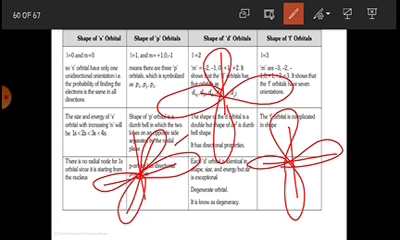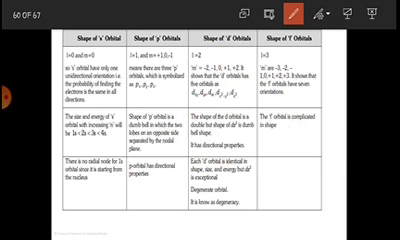So the shape of the d orbitals are what? Double dumbbell. It is double dumbbell. We can say it is double, and it has a directional property like a p orbital. So it is directed along three coordinate axes.